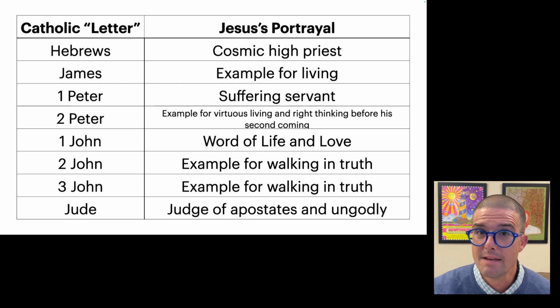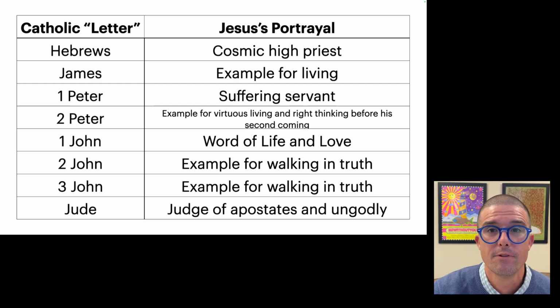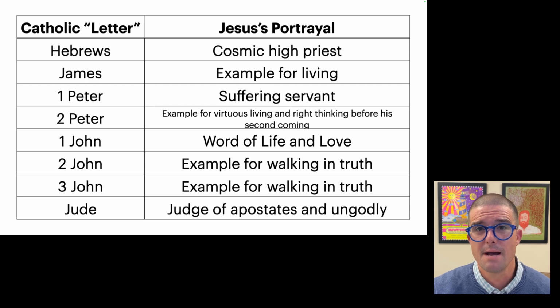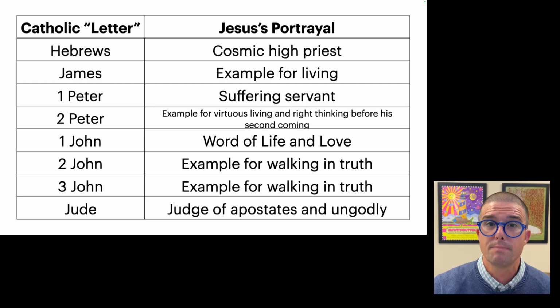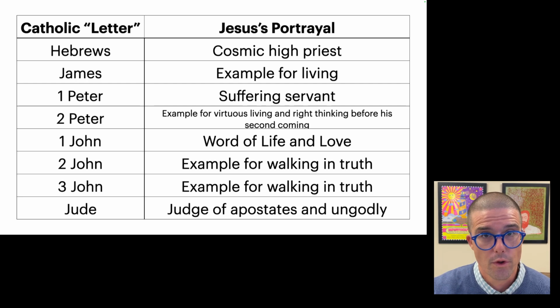James emphasized a living faith that seems to be heavily influenced by Jesus' teaching, especially in the Sermon on the Mount. In 1 Peter, Jesus is the example of a suffering servant. Those who experience suffering for their faith, whether real or perceived suffering, are meant to look to Jesus as a paragon of one who suffered unjustly.